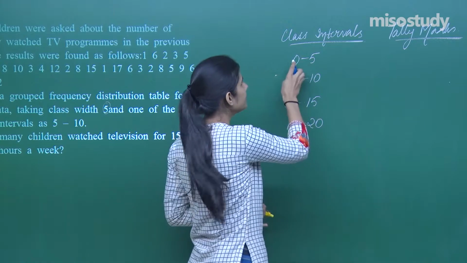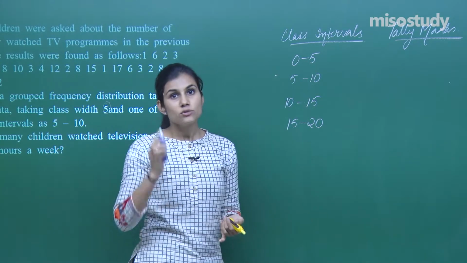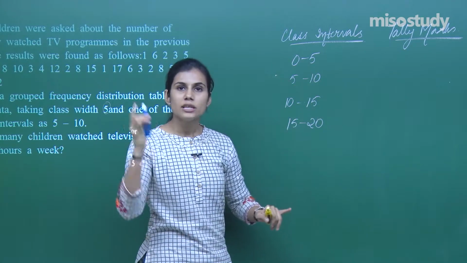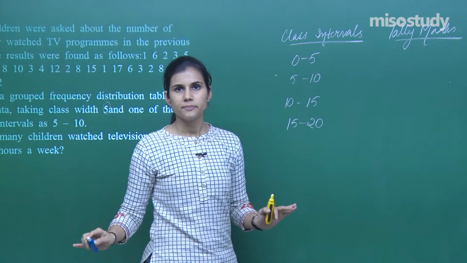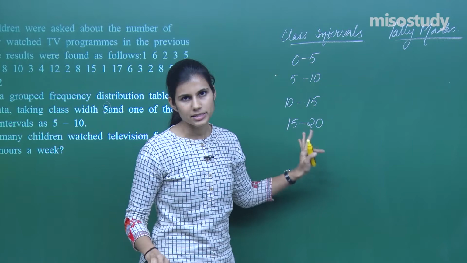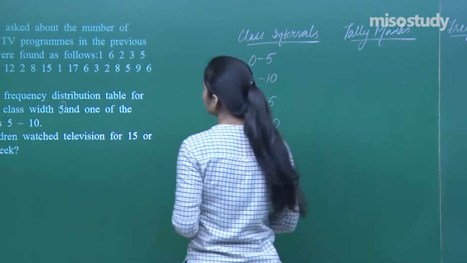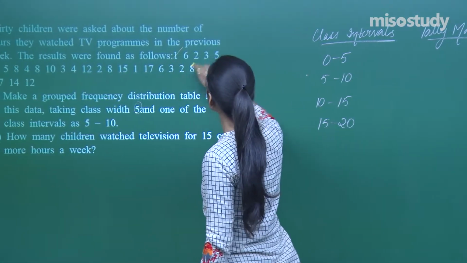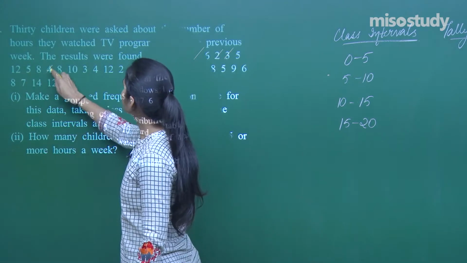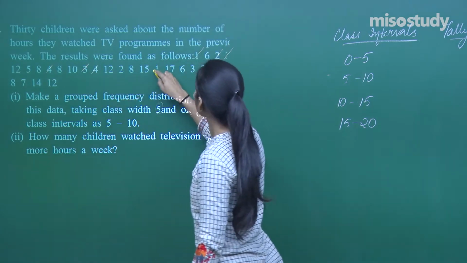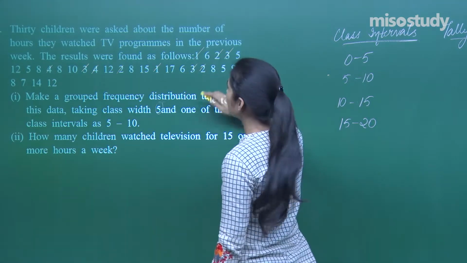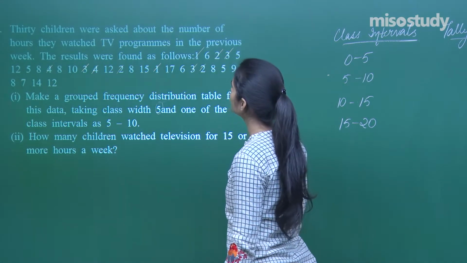Please mind it. In the interval 0 to 5, I am considering 5 values: 0, 1, 2, 3, 4. 5 is not there. In the interval 5 to 10, again 5 values: 5, 6, 7, 8, 9. 10 is not there. So upper limit is not included in the class intervals, lower is included, and everything in between them is included. Now, between 0 to 5, let's see. 1, 2, 3. 5 is not included. Between 0 to 5, this is there, this is there, this is there. Then this is there, this is also there, this is there, this is there. And that's it.